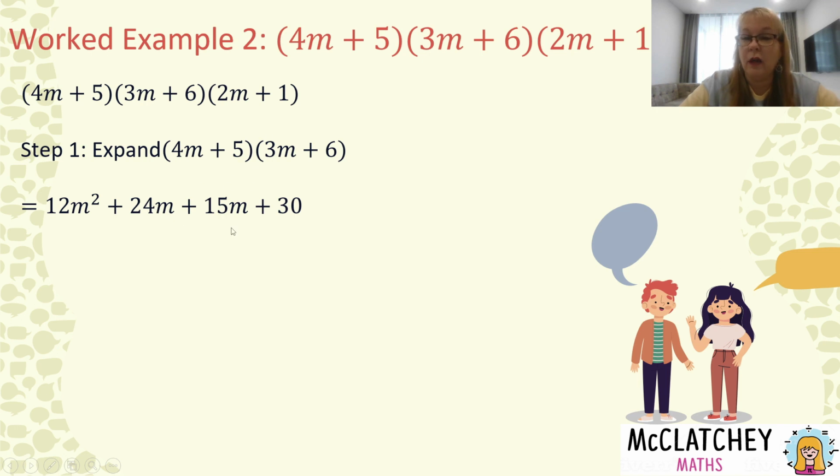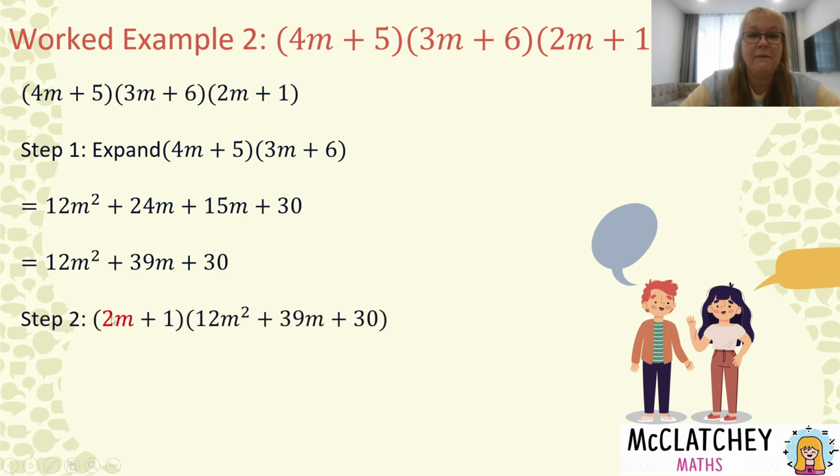I can collect the two like terms in the middle. 24m plus 15m will make 39m. So that's my first two sets of brackets expanded. Now I'm going to pop this back into brackets and multiply it by this, starting with 2m first. So 2m will be multiplied by 12m squared. That's going to give me 24m to the power of 3. 2m by 39m gives me 78m squared. So just be really careful with those letters that you're getting the right power on those when you're multiplying. Don't forget to multiply and make new powers. And then 2m times 30 makes 60m. So I've done this first term multiplied by everything in here.